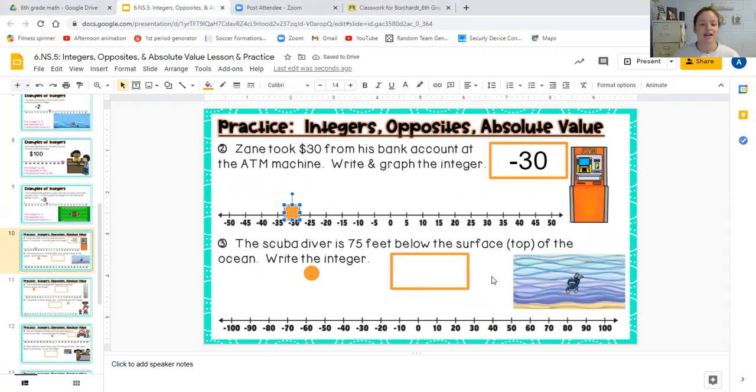Let's look at the next one. The scuba diver is 75 feet below the surface of the ocean. If you're going below, what kind of number is that? It is a negative number. So how would I show the negative version of 75 feet? -75, very good. And remember, our negative numbers are which way on the number line from 0? They are to the left. Now I'm looking at this number line and I see that we skip counted by tens and we have a -75. So where am I going to place my dot on this number line? We would place it in between the -70 and the -80. Good job.